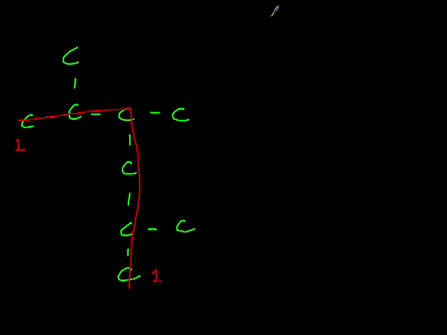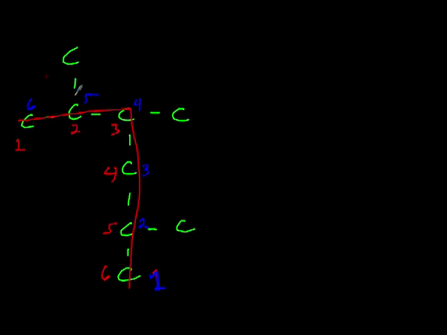Let me actually do a different color in that case. Let me do blue in that case. And so number 1 here. If we do number 1 here, then this would be number 2, and that would be number 3, and that would be 4, and that would be 5, and this would be 6. If we number from the right side, we would have number 1, and then 2, and then 3, and then 4, and then 5, and then 6. Now, which one do we do?